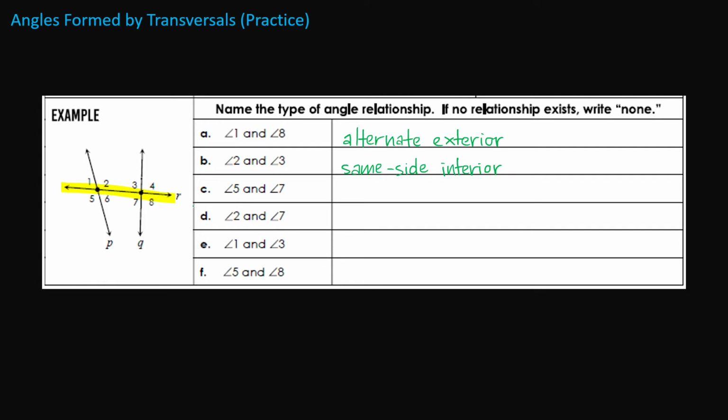Now looking at angles 5 and 7, I see that they're not both inside or outside the intersected lines. But they're in the same position as each other. Remember when we took a look at the quadrants, I guess is a way to say it, when two lines are intersected by a transversal? Angle 5 and angle 7 are both in the bottom left position. So we would call those corresponding angles.